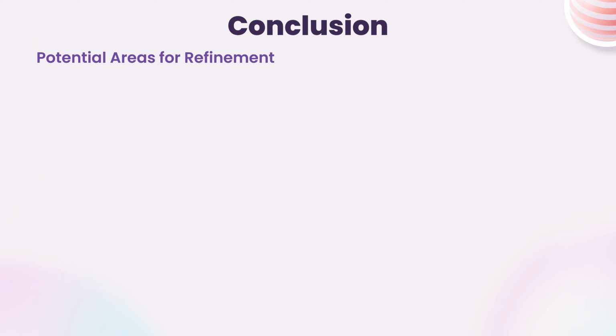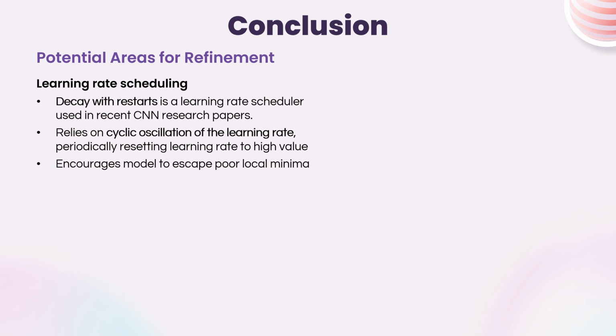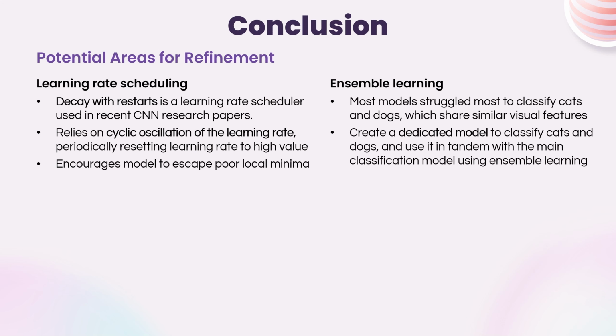Now I'll go straight to the conclusion. What are some areas that I feel could have been refined or improved? And I'll just shout out to those guys outside the door who are watching. Okay, so firstly, learning rate scheduling. Earlier I mentioned in my slide that I did 2 learning rate schedulers. However, there's another one that I've seen quite often in CNN research papers, which is decay with restarts.